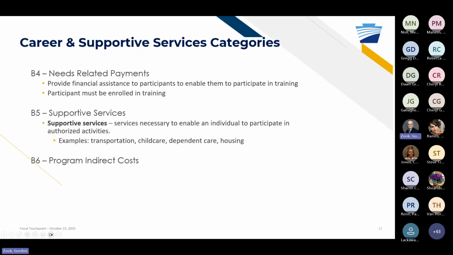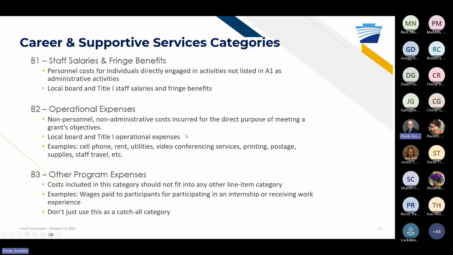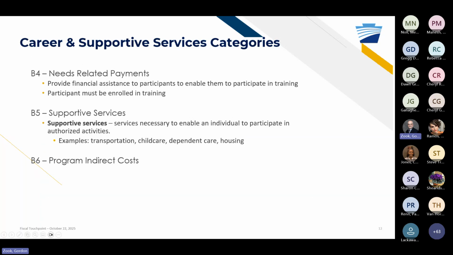Examples here include wages paid to participants for participating in an internship or receiving work experience. Again, there should not be a lot of expenditures in that particular cost category.